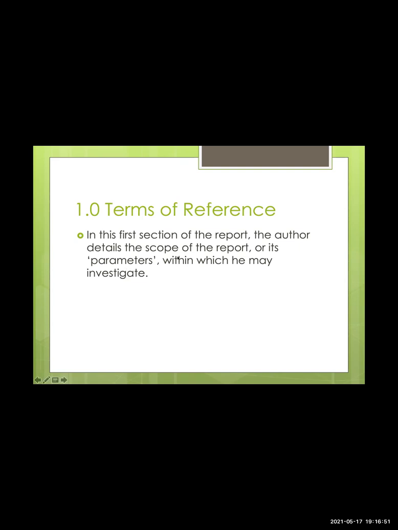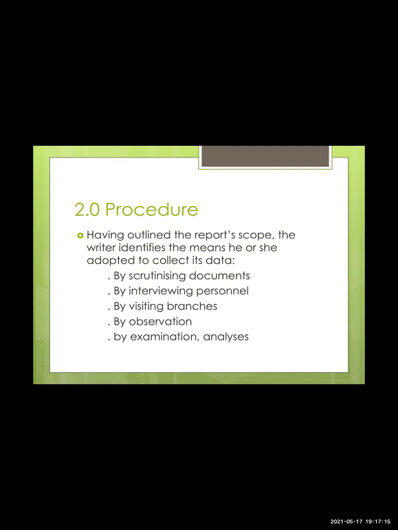Terms of reference now. In this section of the report, the author details the scope of the report or its parameters within which he may investigate. What this really means is what caused you to write the report. It could be that it was requested by a department or a specific manager and so forth. That's really what the terms of reference is. Then you have the procedure. Having outlined the report scope, the writer identifies the means he or she adopted to collect its data. In other words, how did you go about collecting data in order to write the report? By scrutinizing documents, by interviewing personnel, by visiting branches, by observation, by examination, analysis. And these are just various examples of procedure.